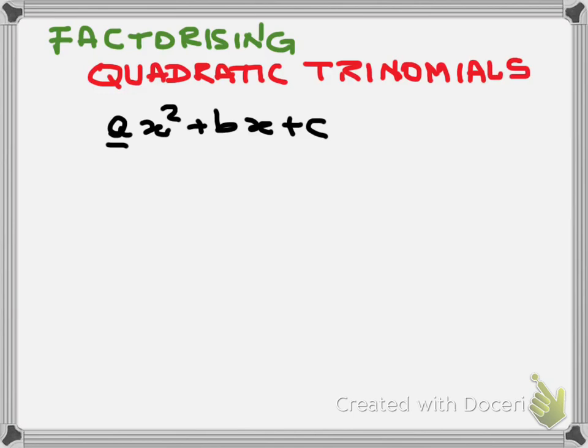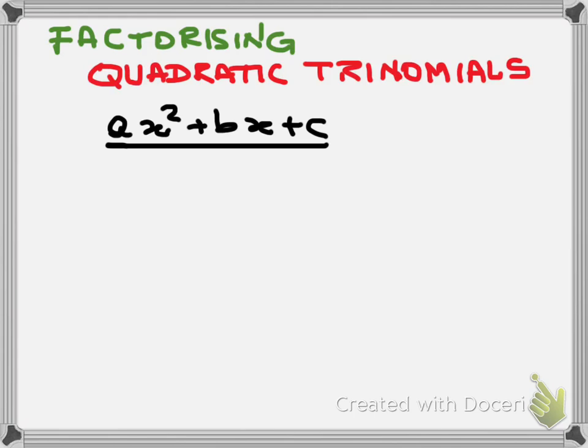In general, a quadratic trinomial is an expression like the one written here, where you have a number multiplied by a variable raised to the second power, plus another number multiplied by the variable raised to the first power, and then another number. All these three numbers, A, B, and C, can be either positive or negative.